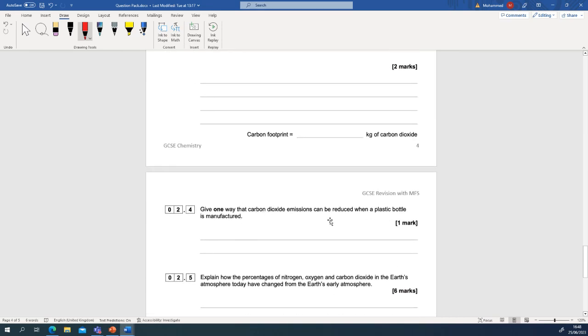Give one way that carbon dioxide emissions can be reduced when a plastic bottle is manufactured. Now, this is more of Unit 10, but it's associated with this question as well. Carbon dioxide emissions can be reduced by making the design more sustainable. So don't worry if you don't know this question, because this is more of Unit 10, which we've not really covered in today's lesson.